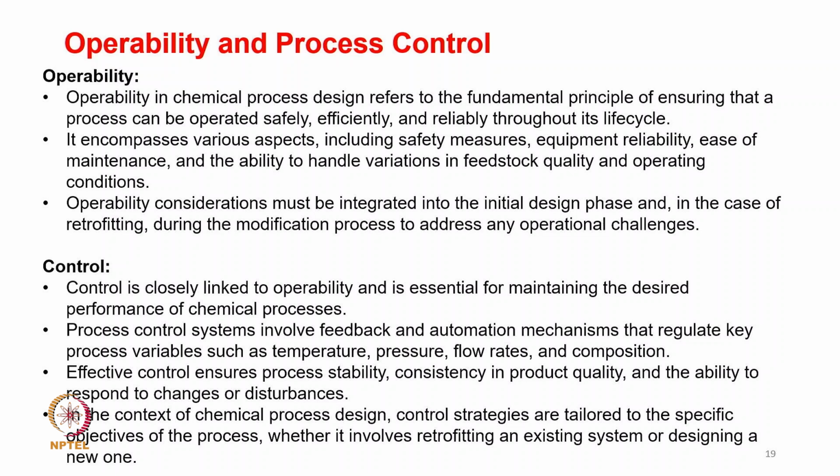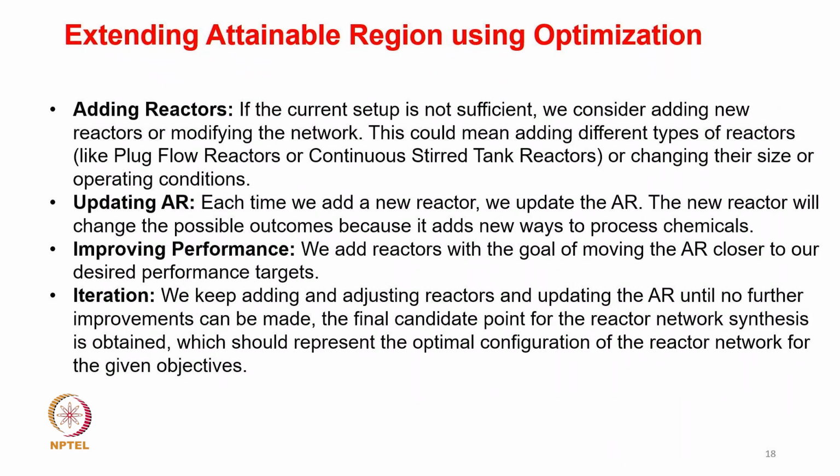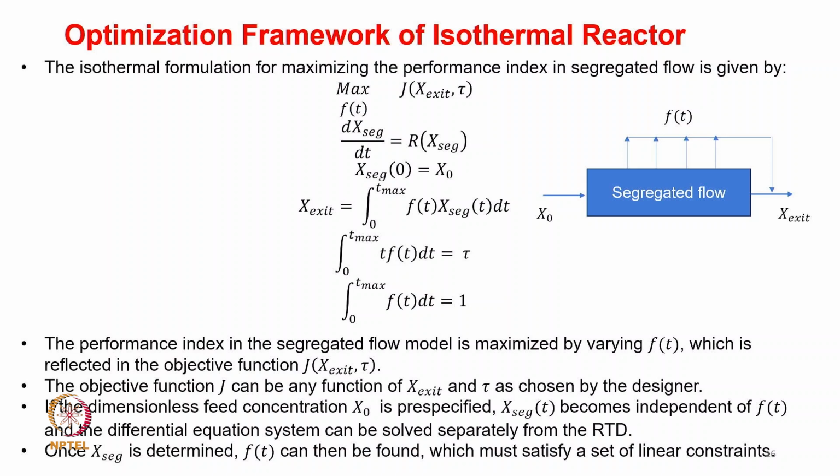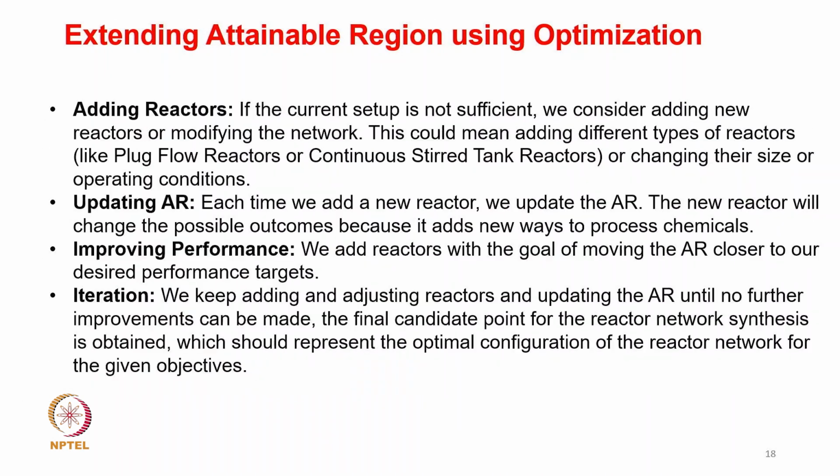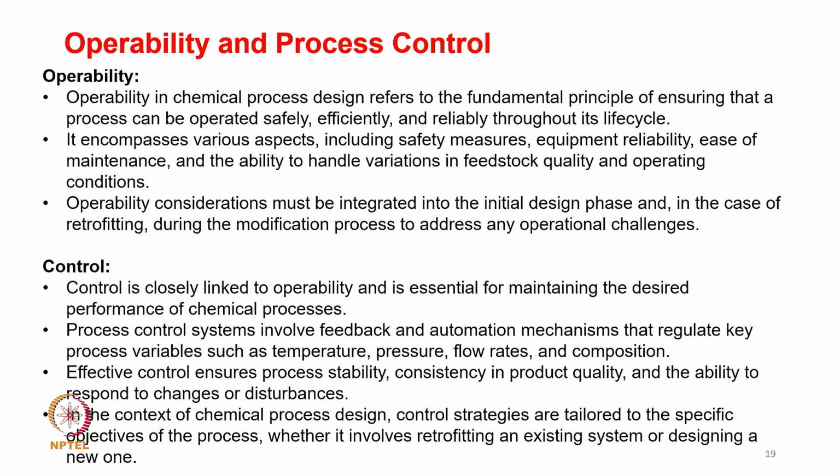Operability considerations must be integrated in the initial design phase, in case of retrofitting or during the modification of the process. If there are any changes, all these operability constraints can be added as constraints in an optimization problem. So in addition to the constraints listed over here, you can also add the operability constraint, so that you ultimately meet the measures of safety, reliability, and sustainability.